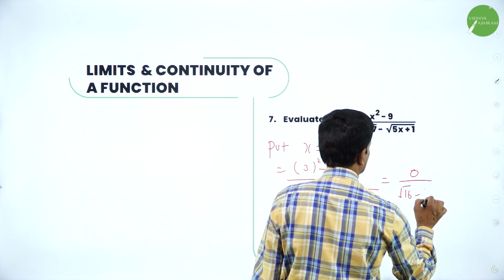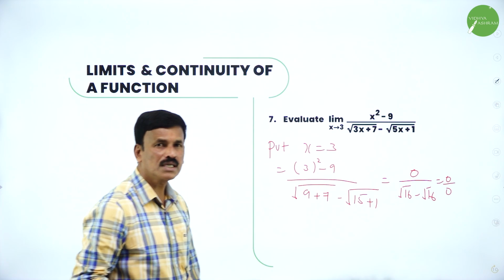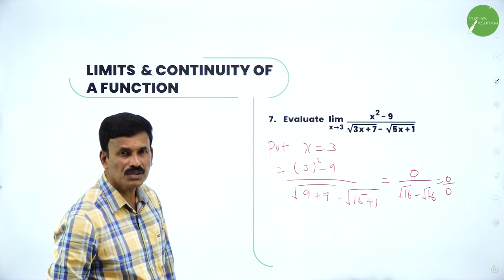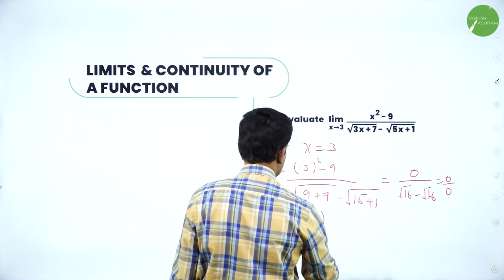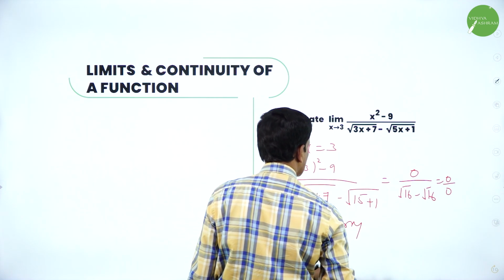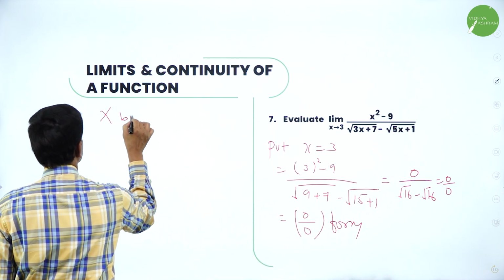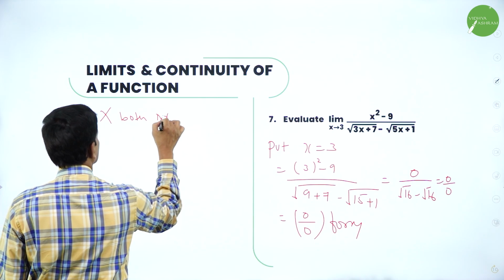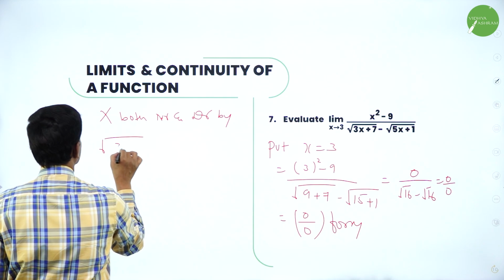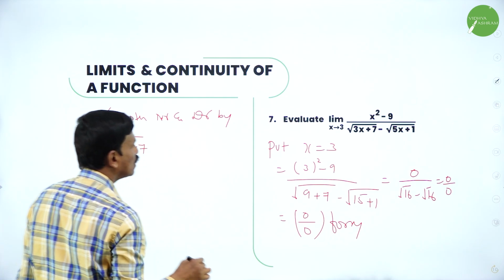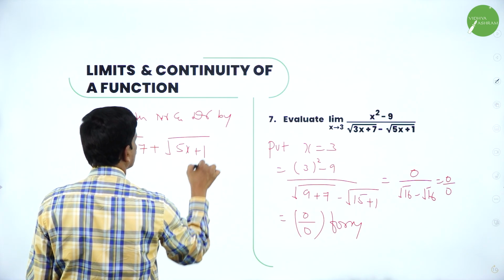Square root of 16 minus 16, that is 0 by 0 form is obtained. By putting x equal to 3, 0 by 0, which is an indeterminate form, is obtained. So this is 0 by 0 form, which is an indeterminate form. Here also, rationalizing the denominator, just multiply both numerator and denominator by square root of 3x plus 7 plus square root of 5x plus 1.